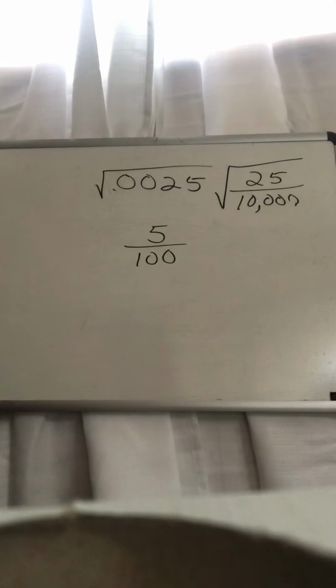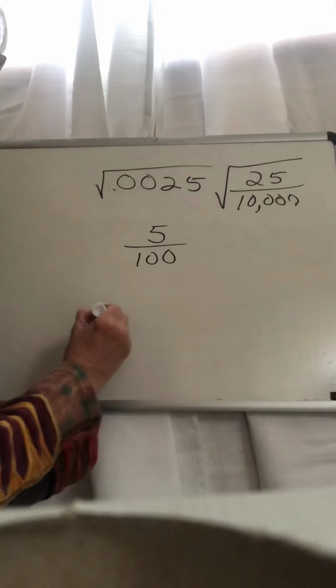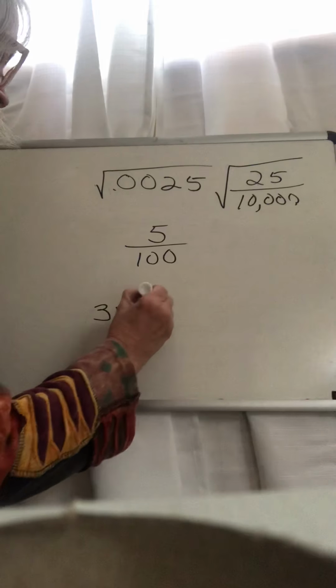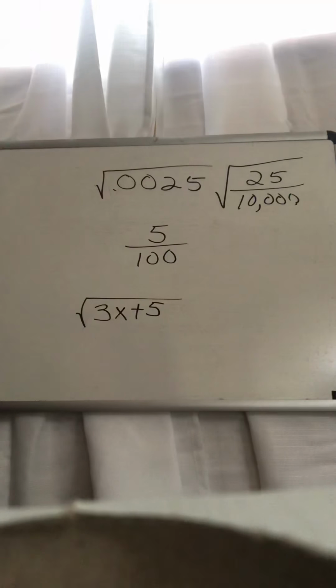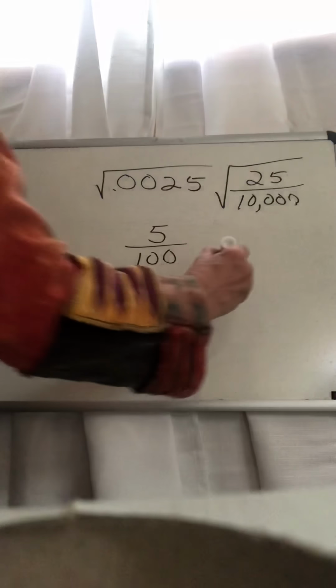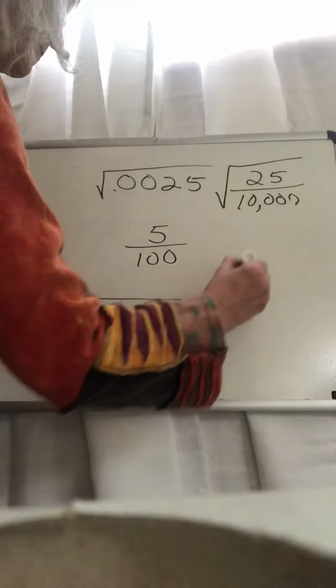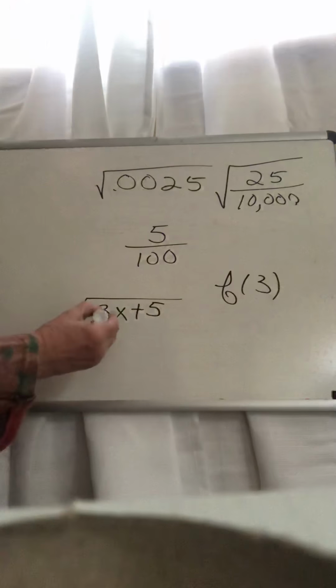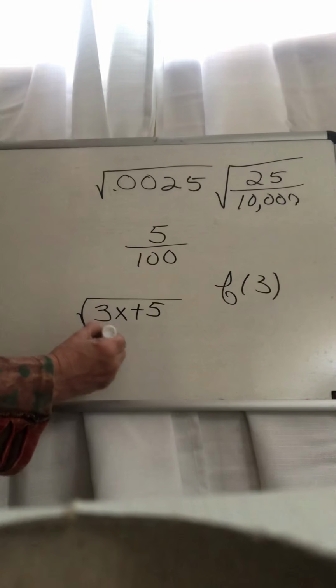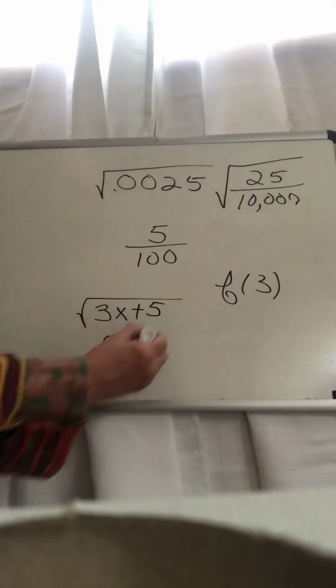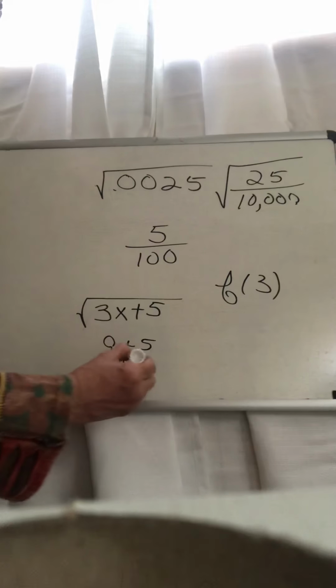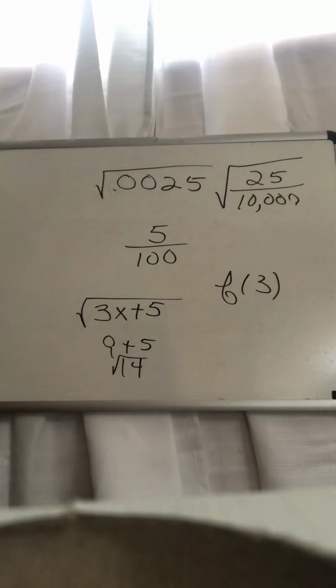And we have 3x plus 5 inside the radical with the function being f of 3. So 3 times 3 is 9. 9 plus 5 is 14. And then we are looking for the square root of 14.